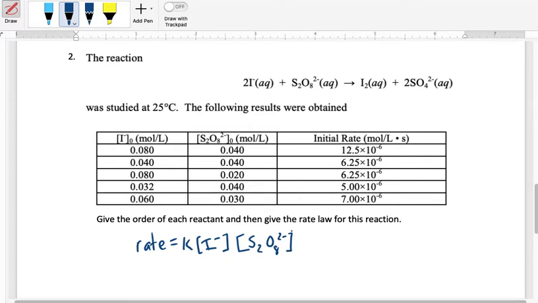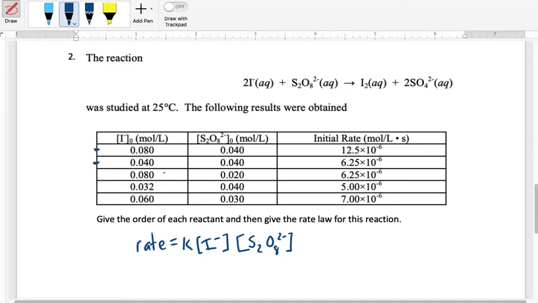And so let's figure out the exponents that go for each one of these. So let's figure out I minus first. We want to know what effect it has when I minus changes, which means that S2O8 2 minus should not be changing. So here's a set where S2O8 2 minus is not changing. And look, I minus is changing. So let's use these two rows this time.